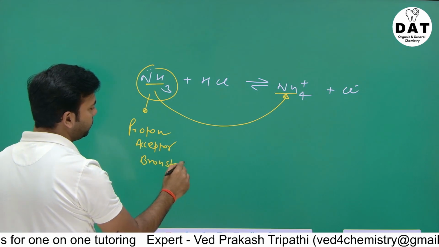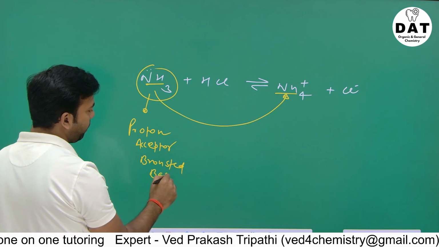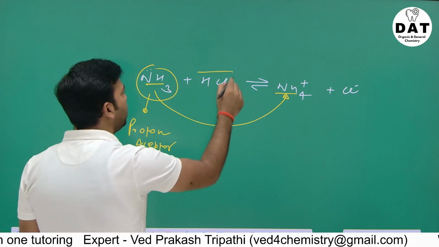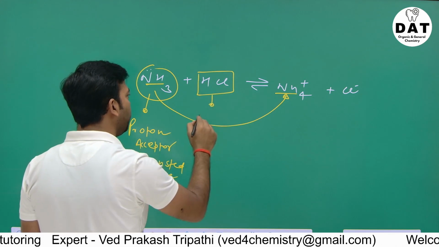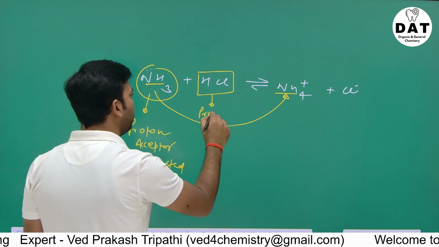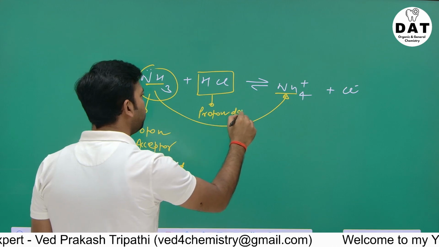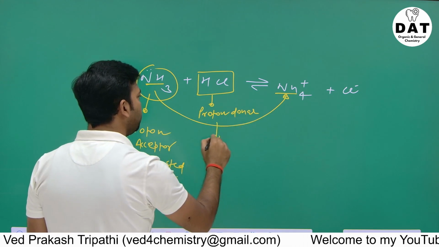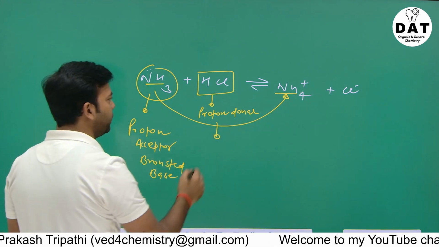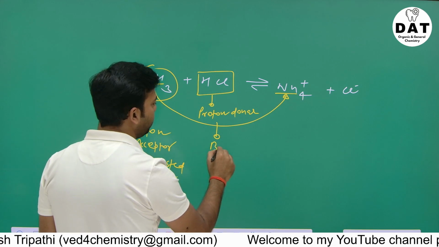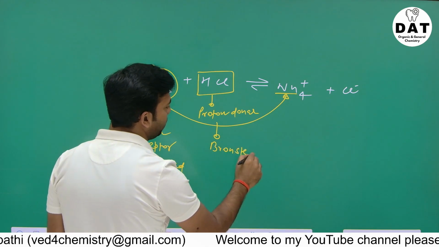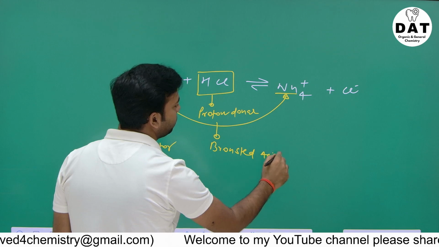Bronsted base. And HCl is a proton donor. So what is this? This is a Bronsted acid. Okay, Bronsted acid. Makes sense?